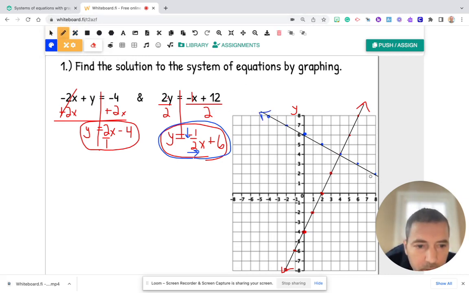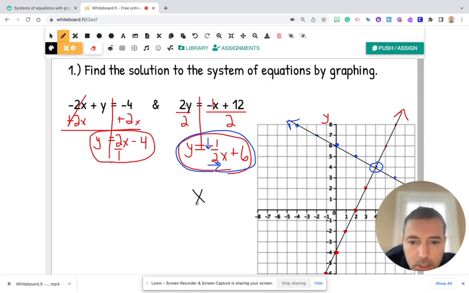So again, they crossed at one point, which means they have one solution. Remember, if they would have been parallel, that would have meant that they have no solutions. And if they would have overlapped, it would have meant that they had infinite solutions. So it looks like they cross at 4, 4, which means the solution is 4, 4.